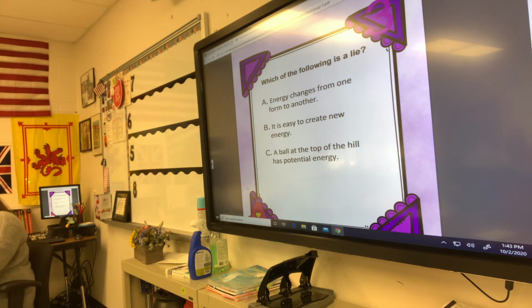All right, we are on number 3. Can I get you to raise your hands and I call on someone to tell me which one is a lie? Kamaya? B. Good job. So B says it is easy to create new energy. Well, it's not, right? Not always. Not most of the time. It's hard to create new energy. Okay. So the answer to number 3 is B. Let's go to number 4.